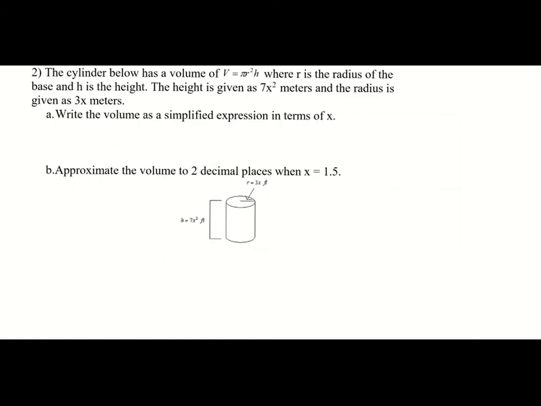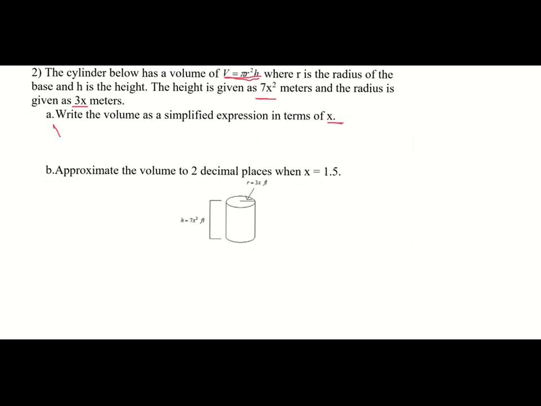All right, so we are on our last problem for Module 1, Video 3. And this will be the final video for this module, so it's the last part we're going to do. Now we're going to look at a cylinder. When you have a cylinder, the volume is pi times radius squared times height. The height of our cylinder, which you can see in the picture, is 7x squared, and the radius is 3x. So they want us to write the volume in an expression simplified in terms of x.